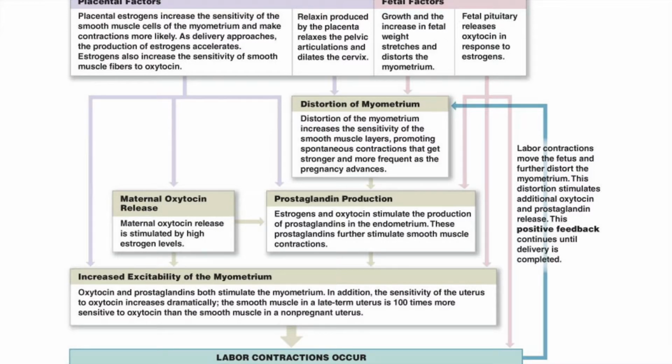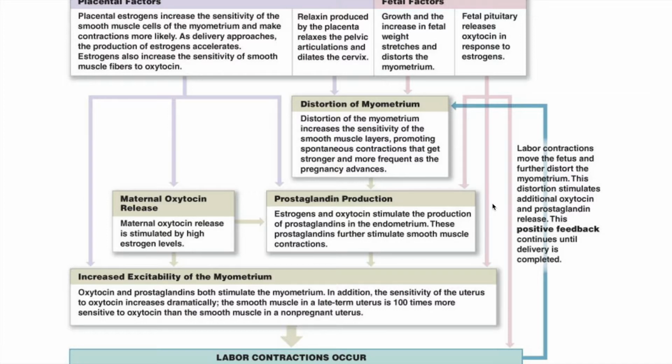The relaxin produced by the placenta relaxes the pelvic joints and dilates the cervix, leading to stretch of the myometrium. And as we stretch the myometrium, that produces more prostaglandins. Growth and increase in fetal weight also stretches the myometrium, and stretch or distortion of the myometrium causes prostaglandin production. And the fetus is also going to release oxytocin in response to estrogens.